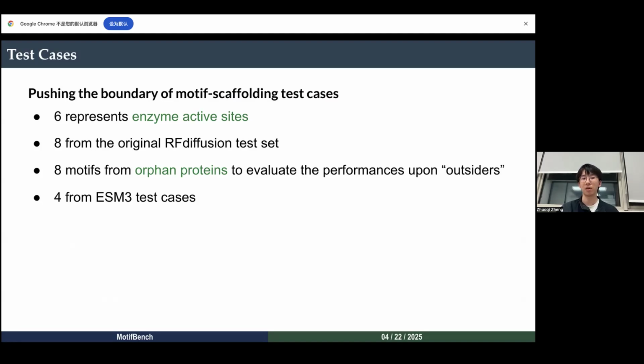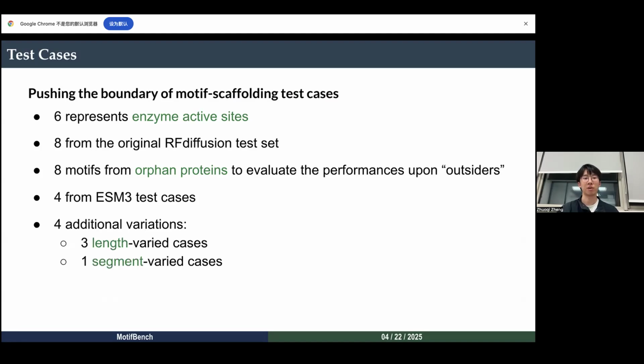And we also have 4 from the ESM3 test cases. And we have 4 additional variations where 3 of them are length-varied cases. This is because we have observed that even with the same motifs, the different methods would behave very differently when coming to different lengths of the overall scaffolds.